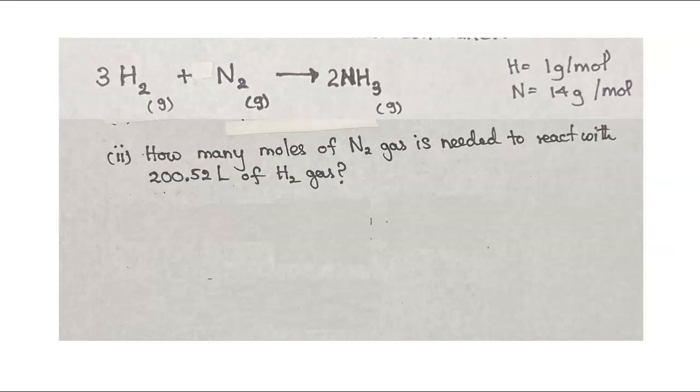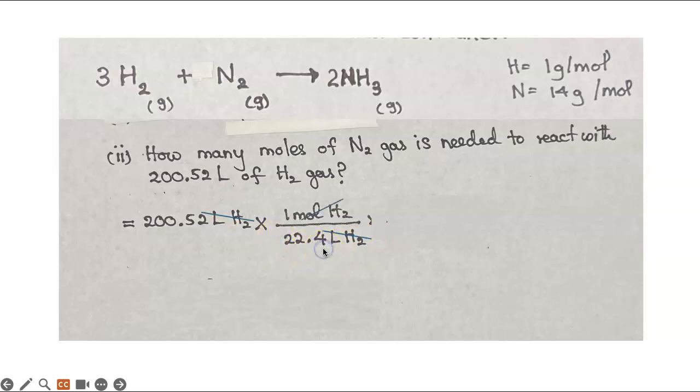Let's look at another question. This is part 2 of the same question. How many moles of nitrogen gas is needed to react with 200.52 liters of H2 gas? You're going to start with the given value, like so. You need to cancel liters of hydrogen, so you put liters of hydrogen at the bottom, and what goes with that is 22.4 liters, which is equal to 1 mole of H2. You need to cancel 1 mole, so here is where you put the mole ratio of ammonia to hydrogen. Hydrogen is 3 and ammonia is 2.